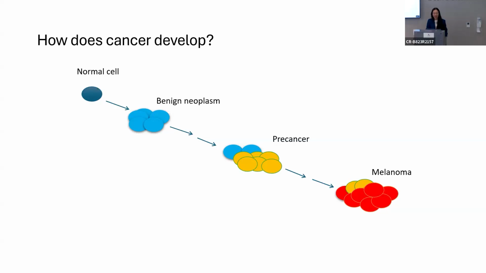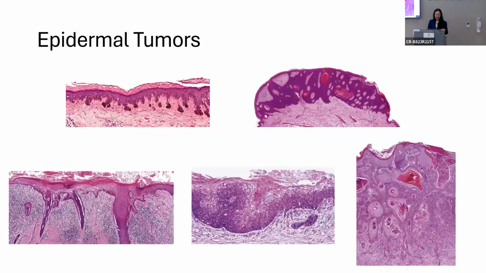We can actually see a progression in some cases where you first have a normal cell, it acquires a mutation, and you get a benign growth or benign neoplasm that will grow into a pigmented lesion or a bump that will remain stable. That may accumulate additional mutations, and then we may have changes that we consider precancer, still not cancer, but at a higher risk of becoming skin cancer. And then we'll end up with a cancer, either a carcinoma or a melanoma. So we can divide tumors into epidermal tumors and melanocytic tumors.